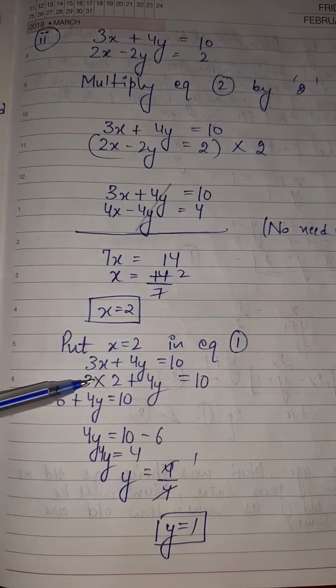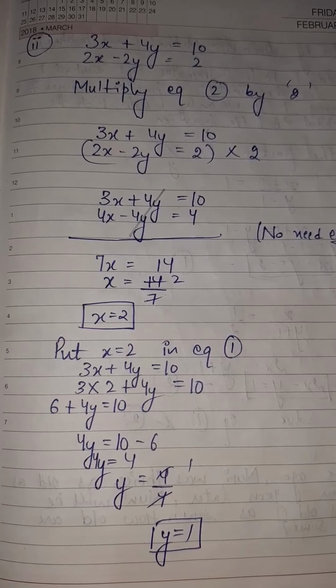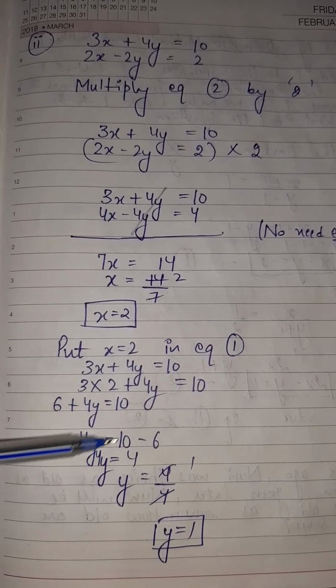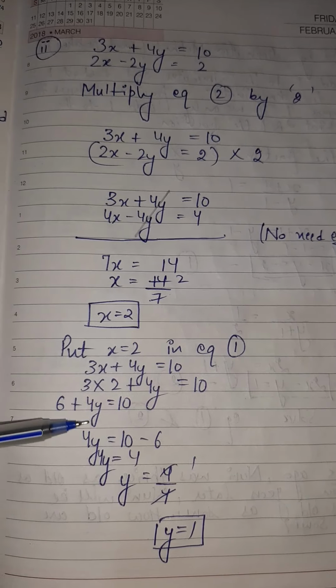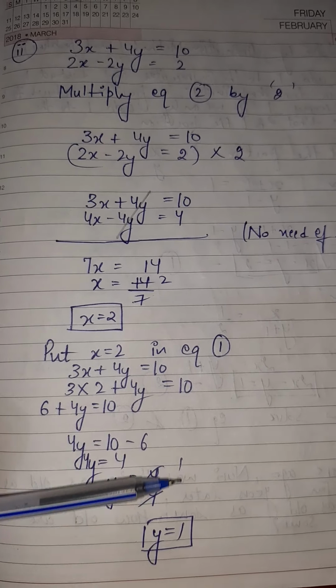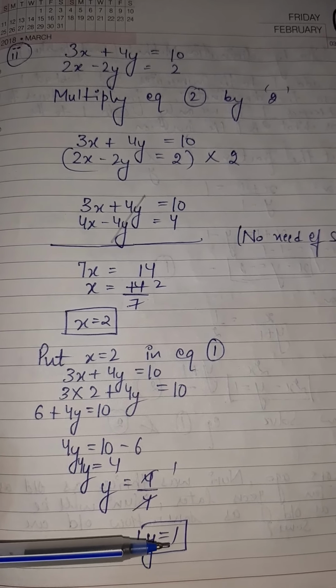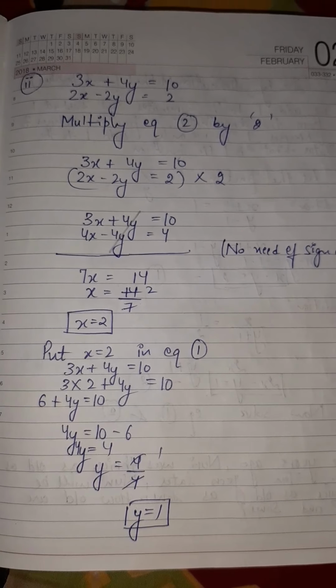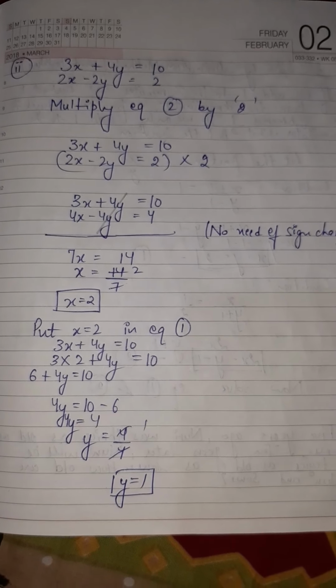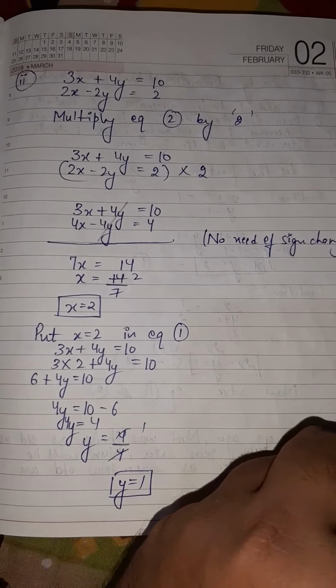x is equal to 2. 3 into 2 plus 4y is equal to 10. 3 twos are 6. Bring 6 to this side. 10 minus 6, 4. Bring this 4 down. 4 upon 4, 1. So x is 2, y is 1. Got it? Now do the remaining parts on your own.